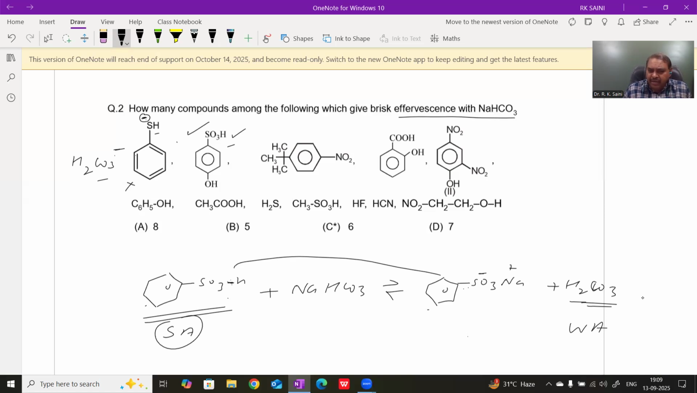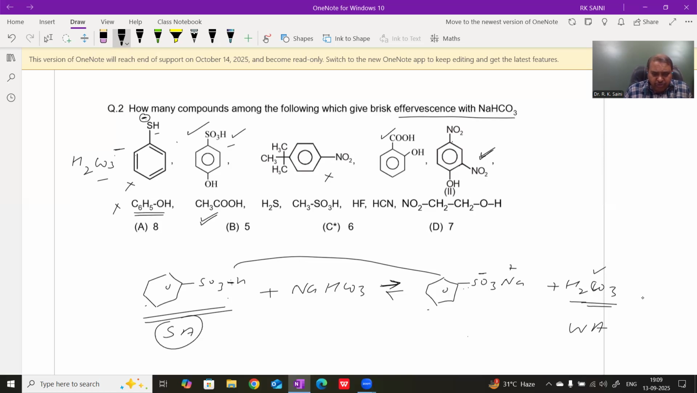It means the reaction shifts in the forward direction, and this makes carbonic acid and evolves CO2. It is also a stronger acid than carbonic acid. When the second and fourth positions, or we can say the ortho and para positions of phenol, are occupied with strong electron withdrawing groups, then they become stronger acids than carbonic acid, and hence also evolve CO2. Phenol does not evolve CO2 because phenol is a weaker acid than carbonic acid.